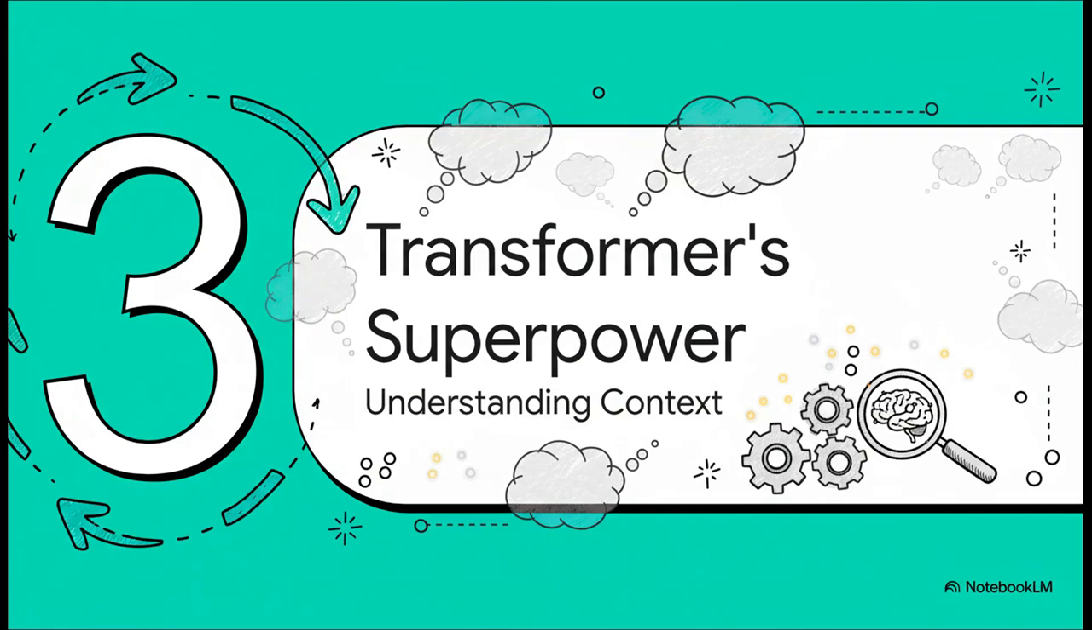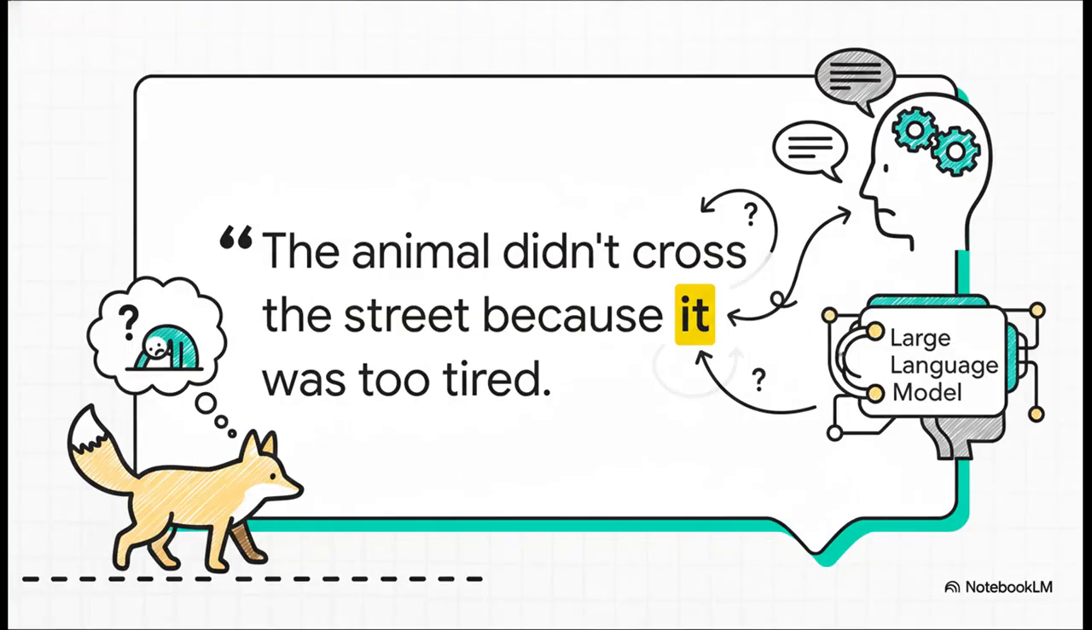So, mapping out words is cool, but understanding how they work together in a sentence, that's the key to actual intelligence. And this is where the transformer's secret weapon comes into play. It's a mechanism called self-attention. Take a look at the sentence. For you and me, this is easy.